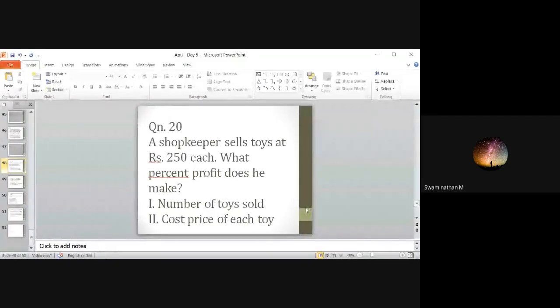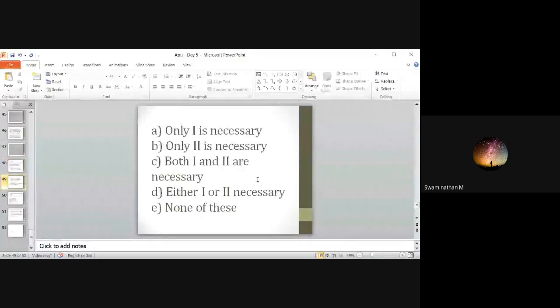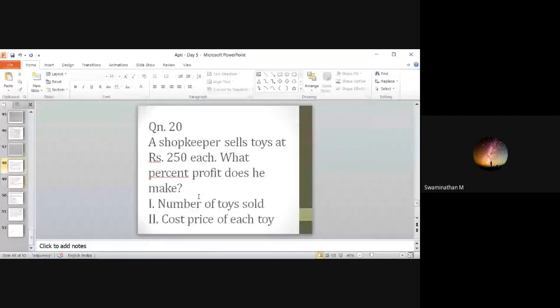The question given is, he is selling the toys at 250 rupees each. What profit percent does he make? Profit percent can be calculated with which of the following data? Number of toys sold, cost price of each toy, or both, or neither. So only one is necessary, or only two is necessary, both 1 and 2 are necessary, either 1 or 2 necessary, none of these. What is the answer?